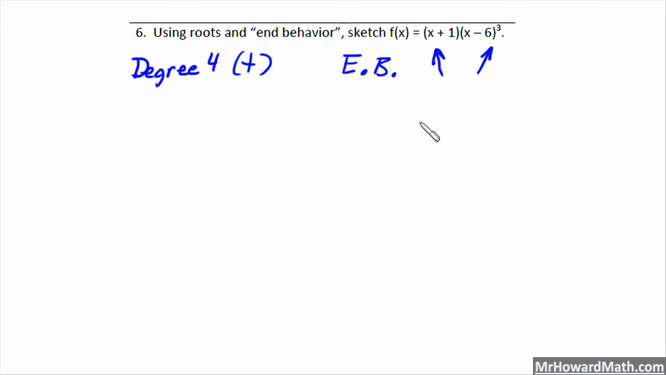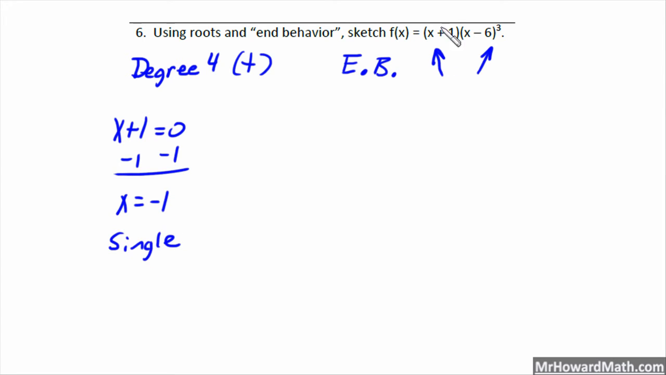If it were negative, down and down. Even degrees go the same direction for their end behavior. Then we take our factors and find the roots from those. So we have x plus 1, set it equal to 0. Subtract 1, subtract 1. So we get x equals negative 1. That is a single root because it is raised to the first power up here.